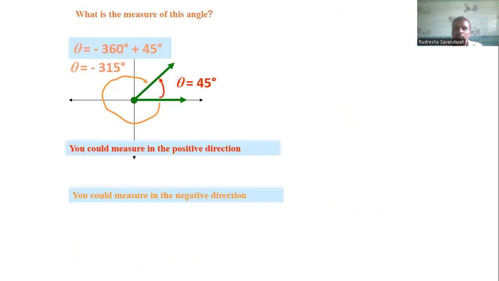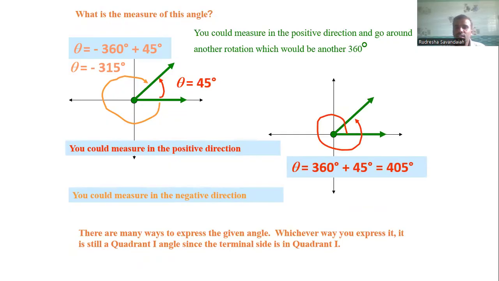See here, what is the measure of this angle? Look here. First you start from 0 degrees, then 45 degrees, 90 degrees, then 270 degrees. Then you add the degrees you are measuring. Here theta is equal to 360 plus 45, or 360 minus 360 plus 45. When clockwise and counterclockwise directions are there, you could measure in the negative direction.